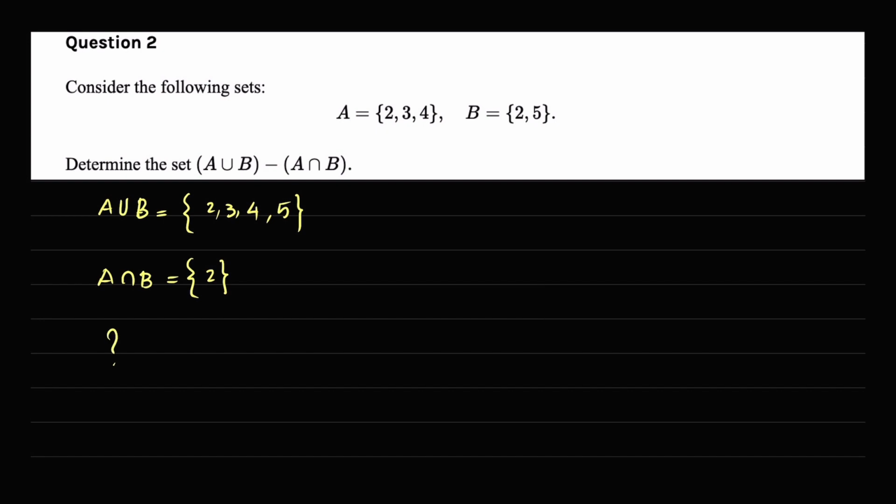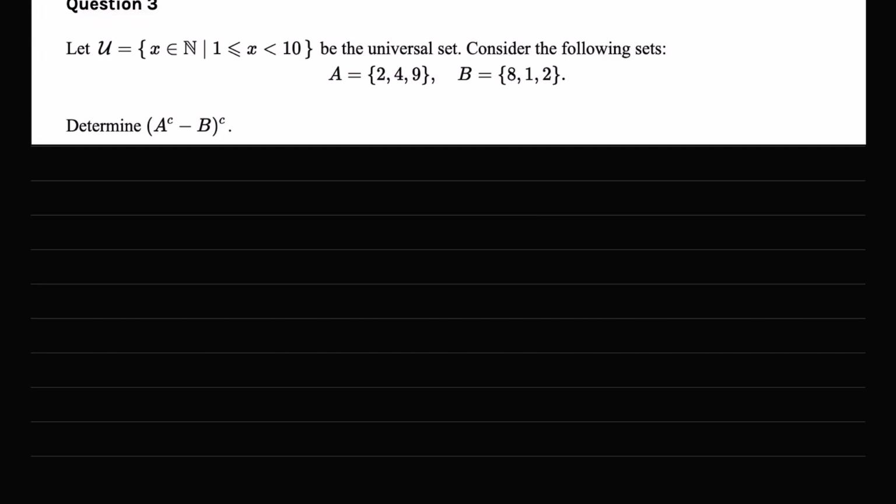And then the question mark is the first set, {2, 3, 4, 5}, which is the union, minus the second set, which is {2}. The difference is the elements which are in the first set but not in the second set. 2 is both in the first set and in the second set, so I ignore that. But the rest of these elements are only within the first set but not in the second set. So the answer becomes simply this. And that is what I expect you to type in this space below the question.